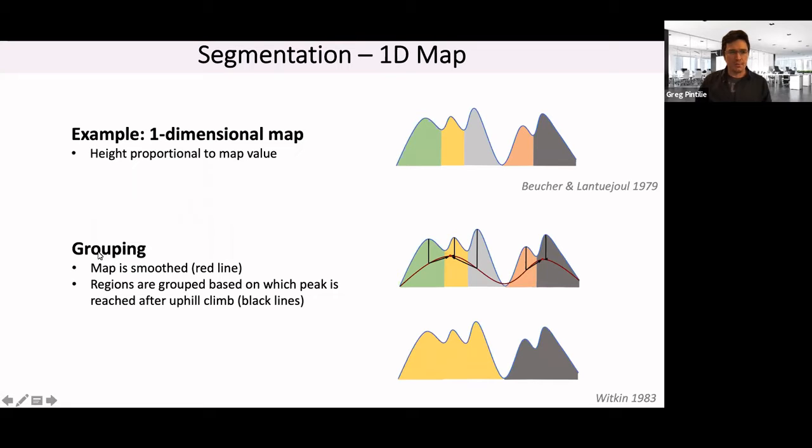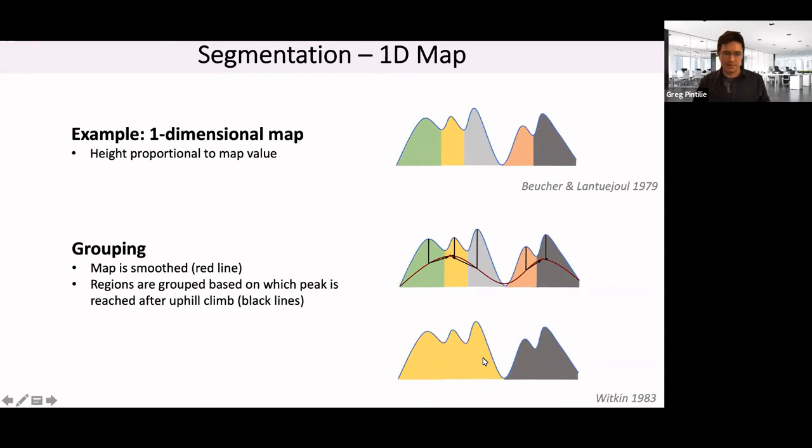One way to deal with this is to look at something that is referred to as scale space filtering. So we take this one-dimensional curve and we smooth it. The smooth curve is this red curve. Then for each peak, we do an uphill climb, and we see which peak in this new curve it falls upon. Then we group the regions based on the peak that it falls onto. And if we use Gaussian filtering, it's basically guaranteed that as you smooth it, you get fewer peaks. So that's a good feature to have of this type of filtering.